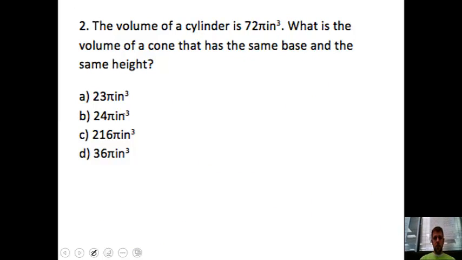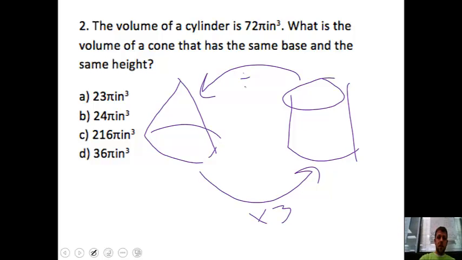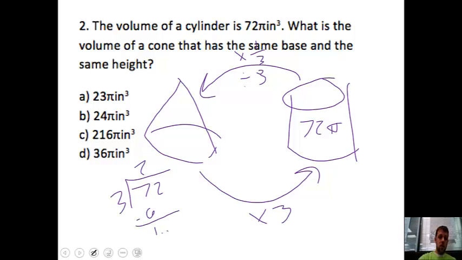The volume of a cylinder is 72 pi inches cubed. What is the volume of a cone that has the same base? We got times 3, divide by 3, or times 1/3. Your choice. We know that the cylinder is 72 pi, so we just have to divide. So 72 divided by 3 is 24 pi.